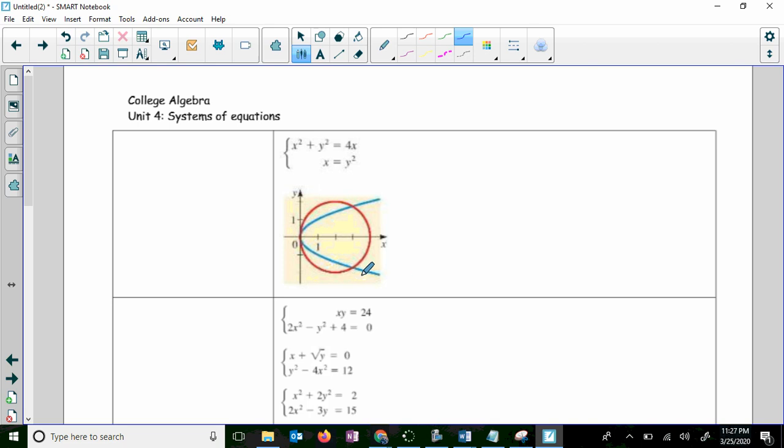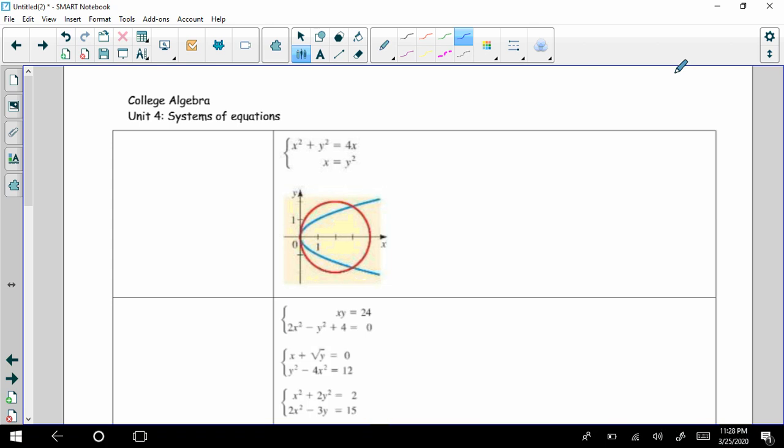Okay, so again, just emphasizing that you can check these in a calculator. In order to graph a circle in your graphing calculator, to check these points, so you can solve this with substitution by taking this x and replacing it with the y squared. So you have x squared plus x equals 4x. So x squared minus 3x equals 0. So x equals 0 and x equals 3. And you can see here at 0 and at 3 are those points of intersection.